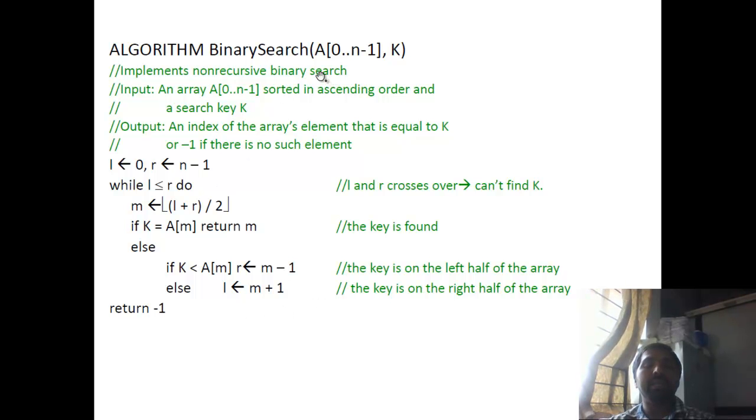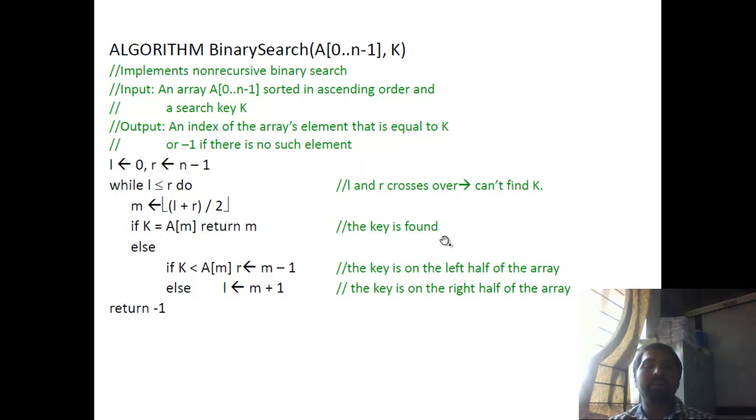Algorithm binary search: the input is an array of n elements, indexed 0 to n minus 1, sorted in ascending order, and a search key K. The output is the index of the array element that is equal to K, or minus 1 if there is no such element. Initially we take the left index and right index. We start from the left side. If L is not equal to R, then we find the mid position element and compare it with K.